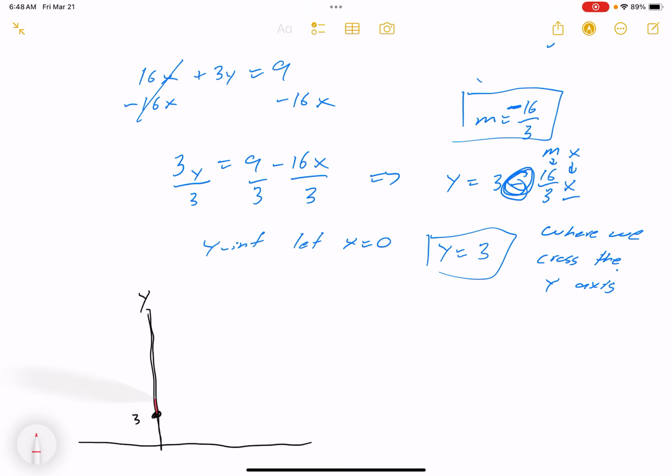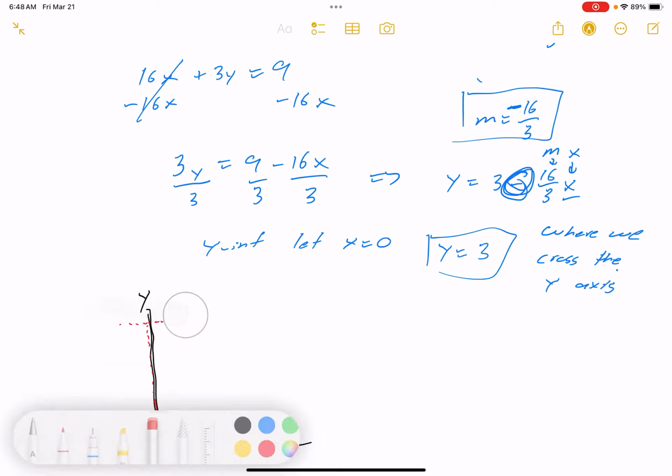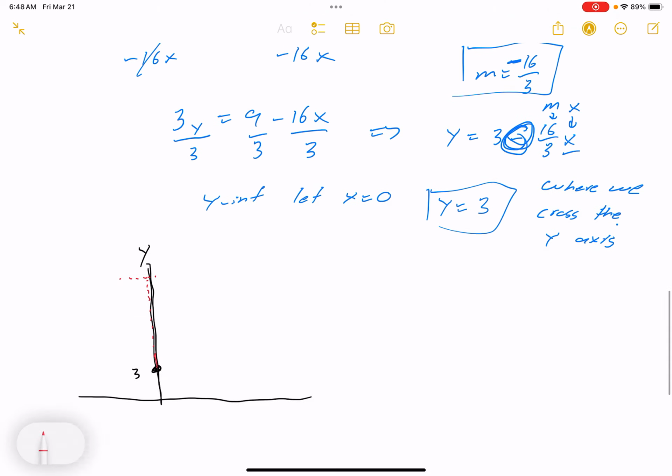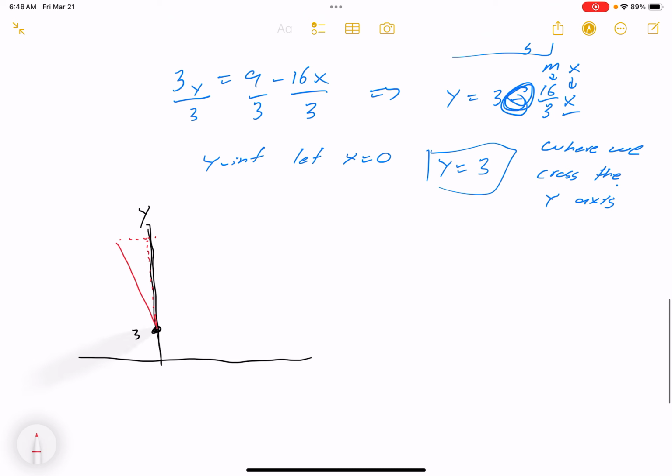Hold on. This is not to scale, by the way. And 3 units to the right. Oops, sorry, to the left, because we are decreasing. So your graph is probably going to look something like this, really steep and really decreasing.